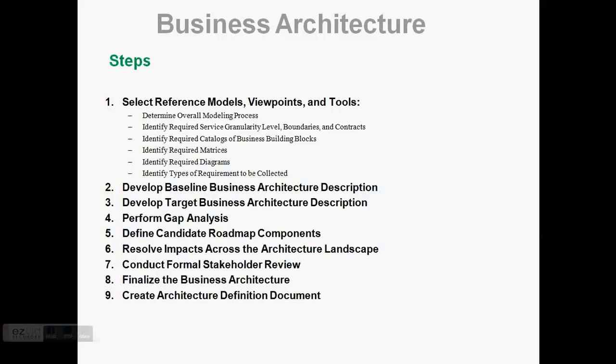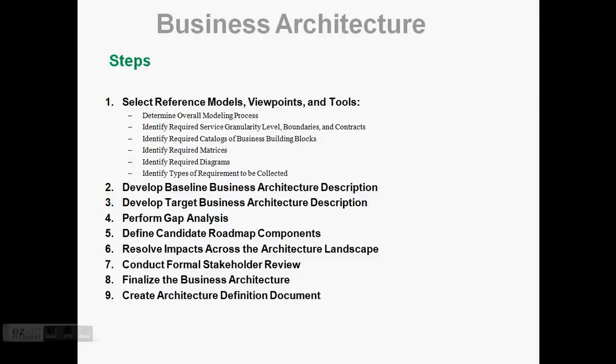Step 5 is to define the candidate roadmap components. Following creation of the baseline architecture, target architecture, and the gap analysis results, a business roadmap is required to prioritize activities over the coming phase. This initial business architecture roadmap will be used as raw material to support more detailed definition of the consolidated cross-disciplinary roadmap.